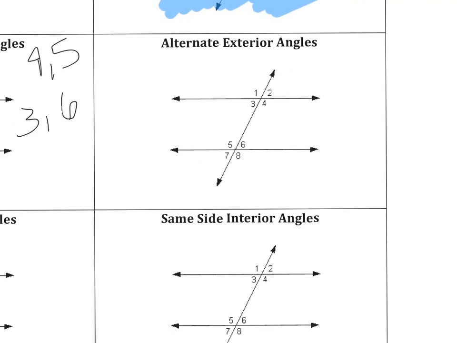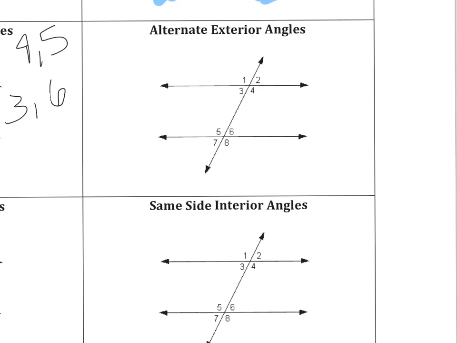So moving right along, we go to alternate exterior angles. And again, we're talking about exterior, so it's on the outside of the parallel lines, and alternate, so they're on the opposite sides of the transversal. In this case, 1 and 8 are alternate exterior angles, and also numbers 2 and 7 are alternate exterior angles.